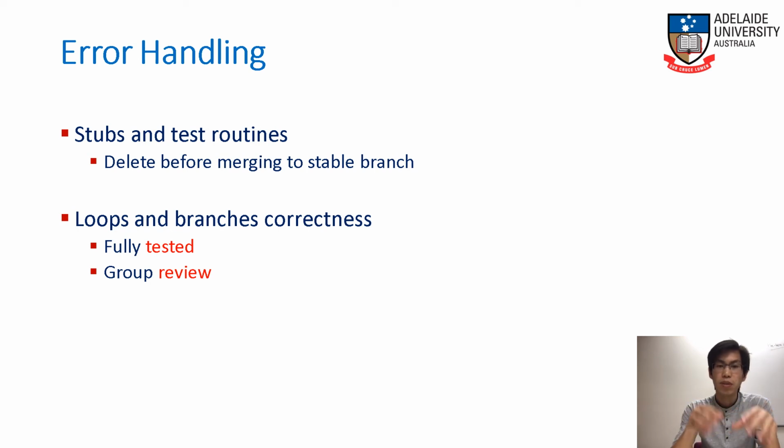And for the loops and branches, they will be fully tested to detect nested loops and incorrect branches. And also, group review is another way to ensure the loops and branches are correct.